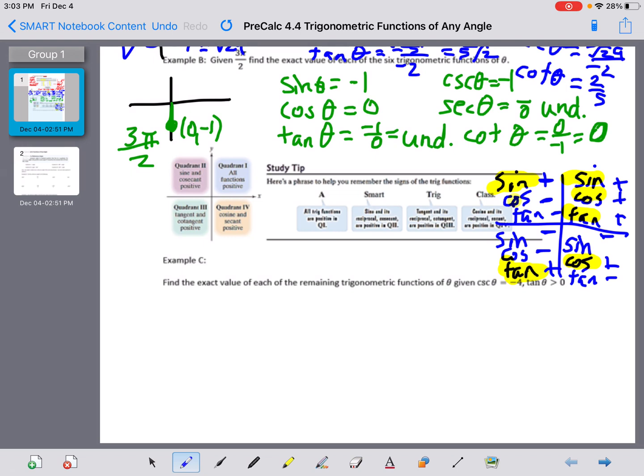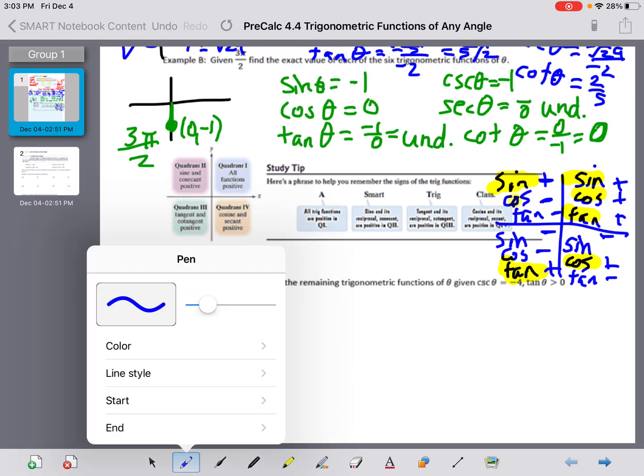But anyways, all right. For example C, find the exact value of each of the remaining trig functions given that the cosecant of theta equals -4 and the tangent of theta is greater than 0. What is this even saying? And by the way, I gave you a Delta Math assignment, and you have some of these on there because the more you practice them, the better you get at it, and it's not so scary when you see these directions, okay? The cosecant of theta is -4, and the tangent of theta is greater than 0.